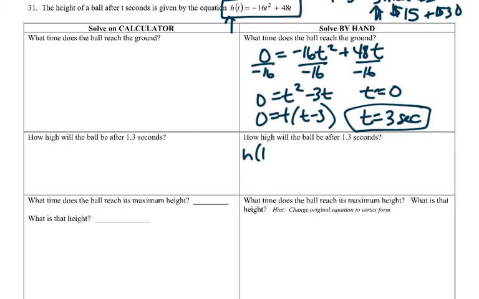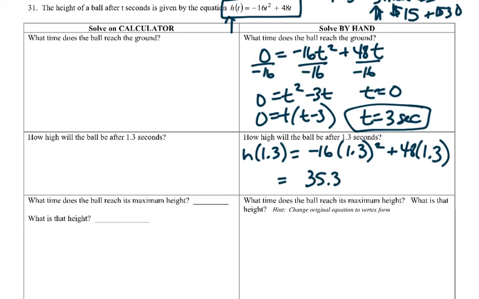How high is the ball after 1.3 seconds? It wants me basically to evaluate that function at a t of 1.3. So in other words, plug in 1.3 for t. And of course, you could do that on your calculator, 35.36 feet or whatever it is.